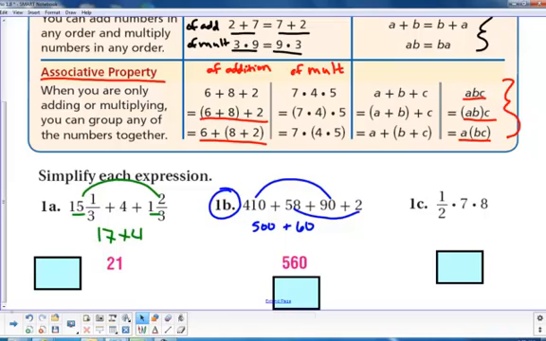And in the last one, go ahead and hit pause. 8 times 1/2 is an easy number, which is 4. And then 4 times 7 is 28.